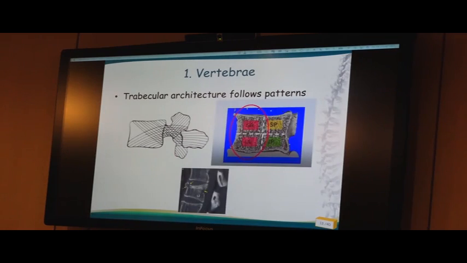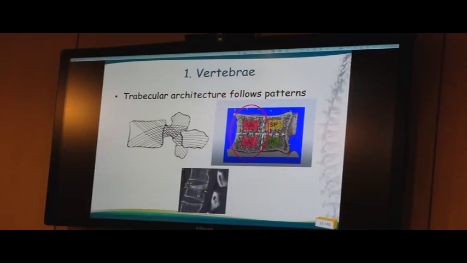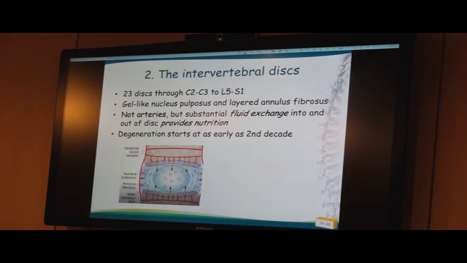And trabecular architecture follows some patterns, as you see. Trabecular patterns is weaker in the anterior and superior and inferior. It is moderate at the yellow square here, and it is strongest here. So that's why we see a lot of fractures in the anterior superior part of the vertebral body. So this is just one example how biomechanics related with clinics.